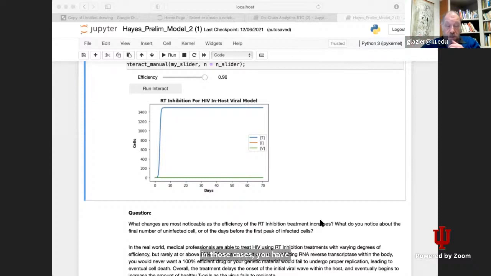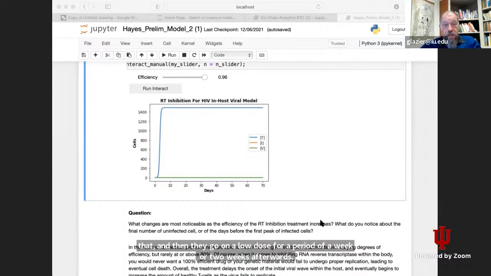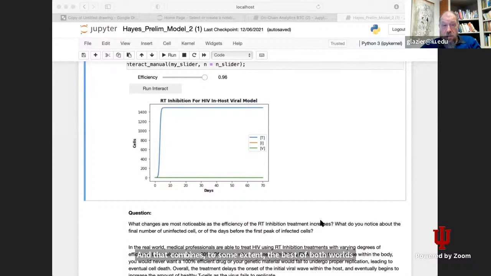You're chasing the virus. And so now there's a new prophylactic protocol, which is if somebody expects to be exposed, for example, they're going to have a sexual encounter, they take a high dose of the drug before that, and then they go on a low dose for a period of a week or 2 weeks afterwards. And that combines, to some extent, the best of both worlds, because they're taking the drug beforehand. Of course, people don't necessarily know they're going to be exposed, but they're not on it continuously. And so then the kidney toxicity is lower.